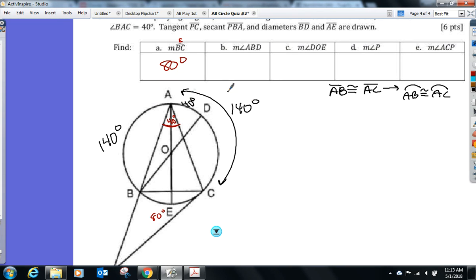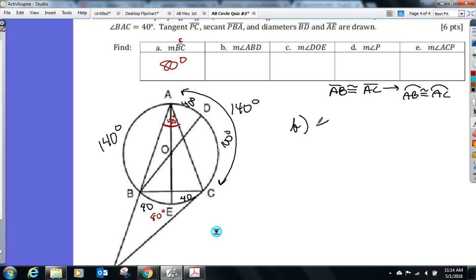Oh, this whole arc was 140, so what's D to C? 40. Oh, whoa! I got another diameter here. AOE. That's 180. What's the rest of it then? 140 minus 180. That whole arc was 80, so this piece is going to be 40. Okay, so I have all arcs labeled now. No excuses for anybody now.